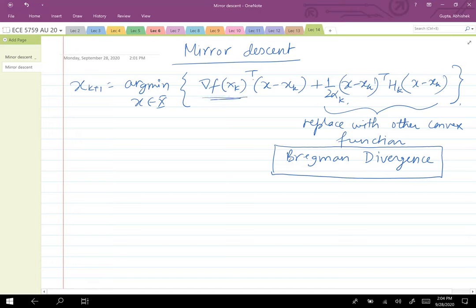So remember, this is gradient of f at xk, which is some vector transpose x. And this is a quadratic function of x. So this particular objective function is actually strongly convex, assuming the Hk is positive definite. So if we replace this convex function with some other Bregman divergence, we would still retain the strong convexity part. And I'm going to talk about what Bregman divergence is. It will retain the convexity, and therefore you will have a unique result, unique minimum. But at the same time, you may be able to adapt to the geometry of the function very well, if the function had some desirable properties, which are typically satisfied in many machine learning and signal processing algorithms.